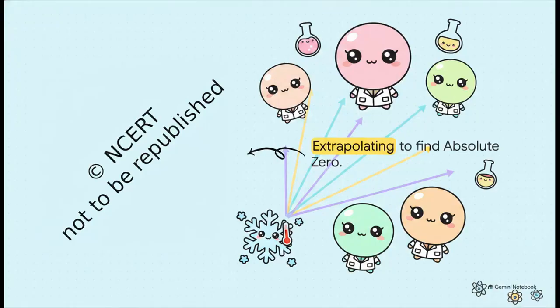But what's really fascinating is what happened when they actually tested this out. They plotted the pressure of various gases against their temperatures. Now, because gases turn into liquids before getting too ridiculously cold, they had to mathematically track the data backward. And by extrapolating that data all the way down to where pressure would theoretically hit zero, they made a massive discovery. All those different lines converged at the exact same point.